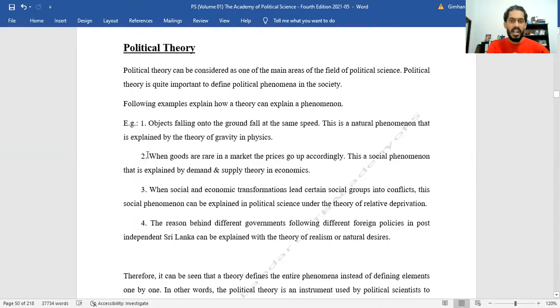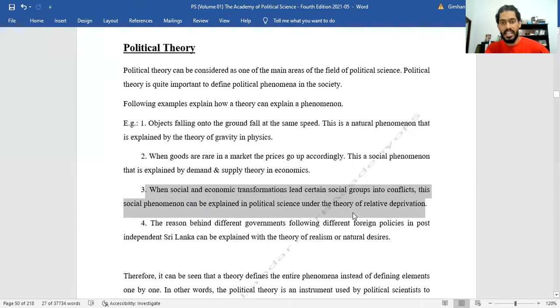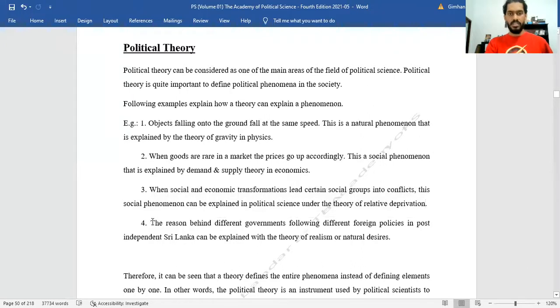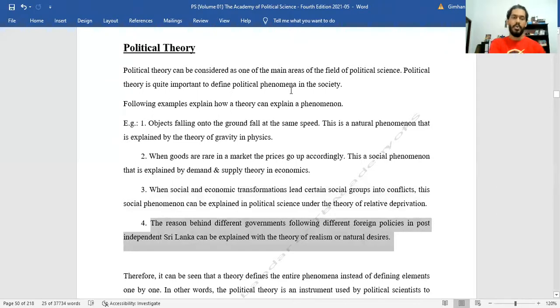Then when goods are rare in a market, the prices go up accordingly. This is a social phenomenon that is explained by the demand and supply theory in economics. So this is an economic scenario, and the theory explains how that happens. Okay, so when social and economic transformations lead certain social groups into conflicts, this social phenomenon can be explained in political science under the theory of relative deprivation. So you can see even the 4th one, the reason behind the different governments following different foreign policies in post-independent Sri Lanka can be explained in the theory of realism and national desires.